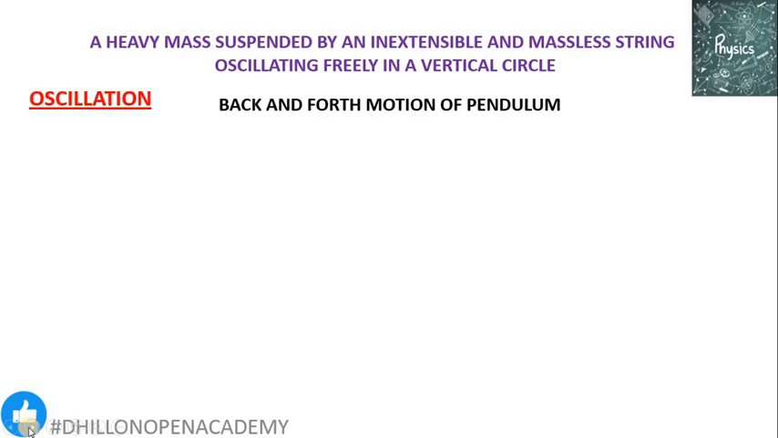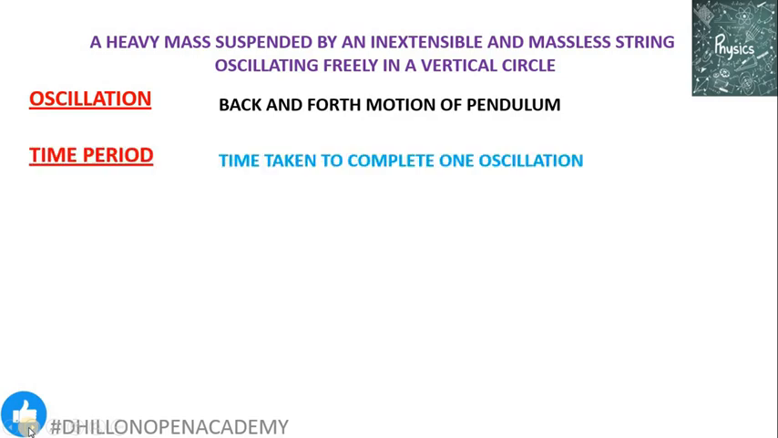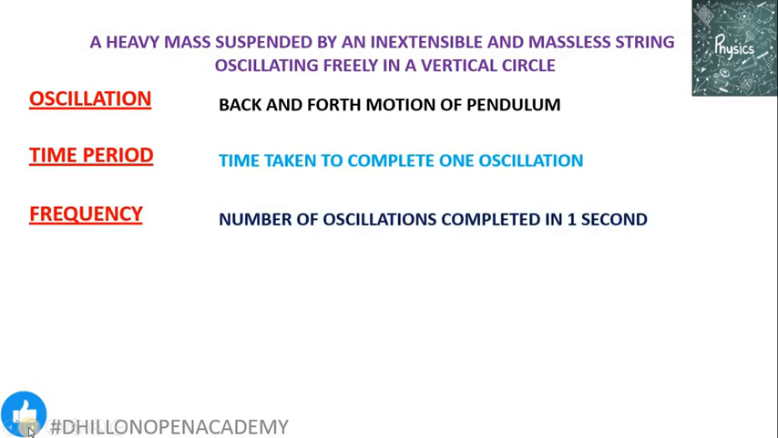Oscillation. The back and forth motion of a pendulum we call an oscillation. Time period. The time taken to complete one oscillation is called the time period. Frequency. How many oscillations are completed by the pendulum in 1 second? That is called the frequency.